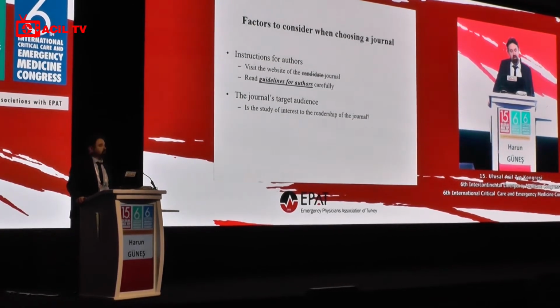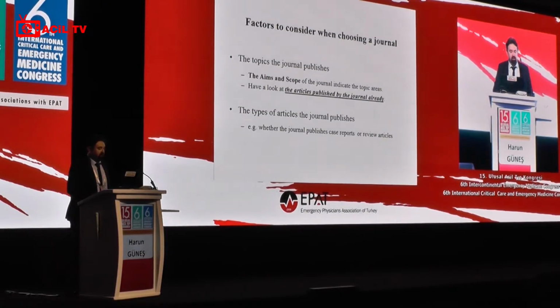The journal's target audience is also important. Whether the study is of interest to the readership of the journal should be considered before submitting the manuscript. And the topics the journal publishes is another parameter to be thought about. The aims and scope of the journal indicate the topic areas, and authors should have a look at the articles published by the journal already.